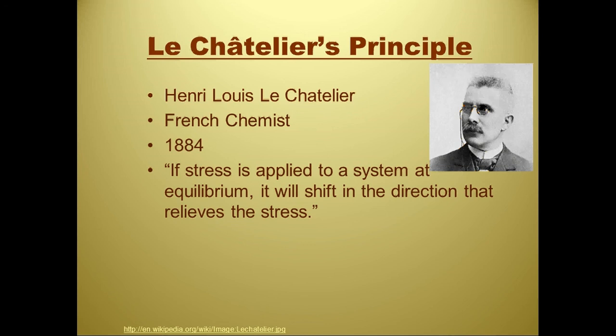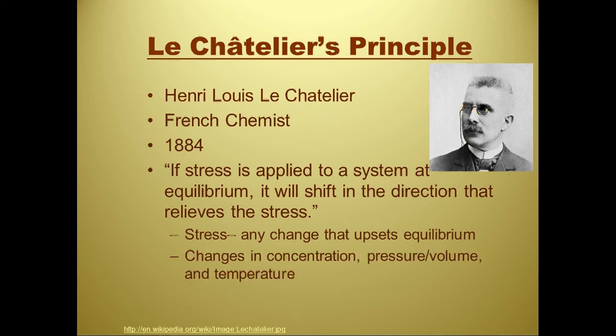And what he discovered is if a stress is applied to a system at equilibrium, it will shift in the direction that relieves that stress. Okay. A stress is defined as any change that upsets the equilibrium. And like I pointed out, there's 4 basic things that are going to happen. You can change the concentration, you can change the pressure, you can change the volume, and you can change the temperature. Pressure and volume are highly related. That's why there's a slash between them instead of a comma.